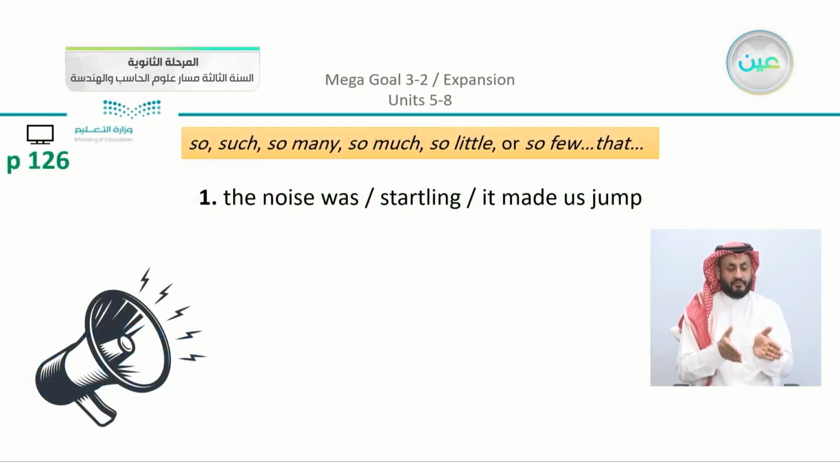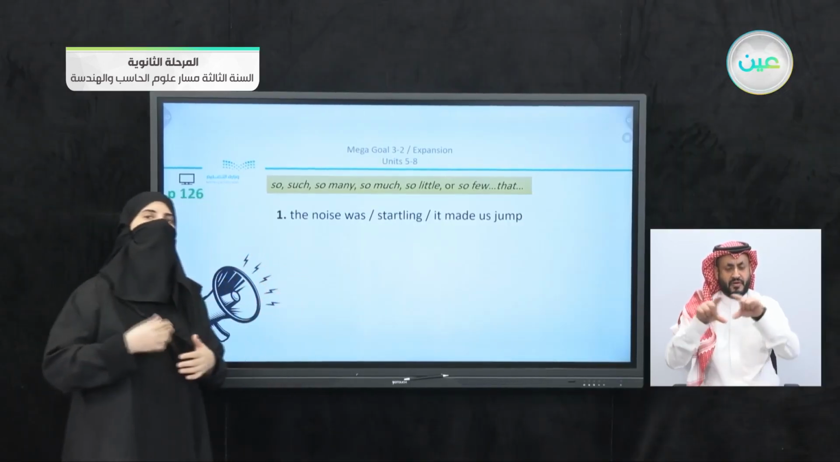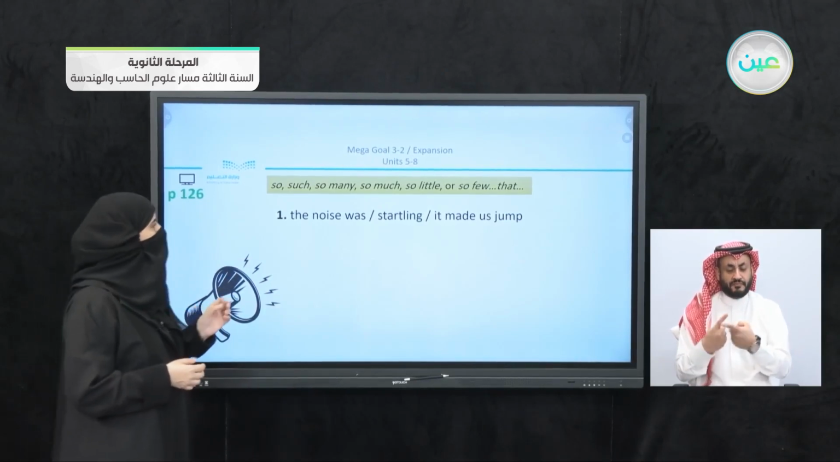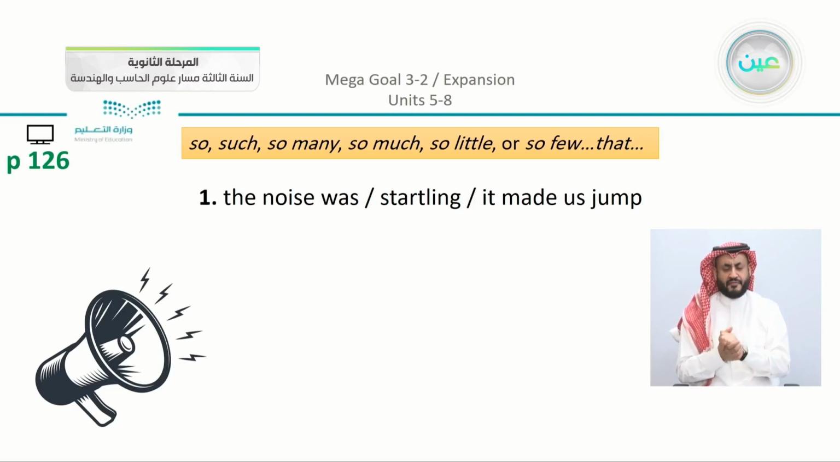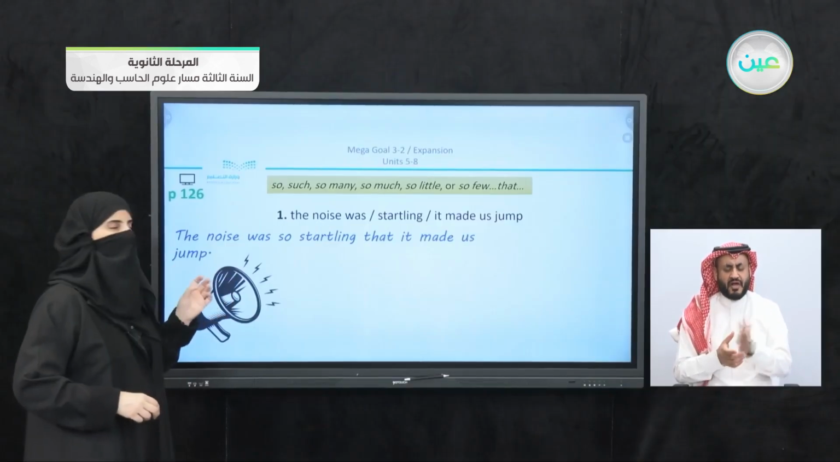Now we're going to start with number 1. Also, we have here the intensifiers. They are in the box in front of you just to make it easier for you to choose. Number 1, the noise was startling. It made us jump. Now here it depends on your choice and how you want to form your sentence. So we can say, the noise was so startling that it made us jump.